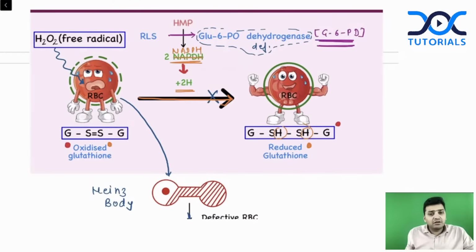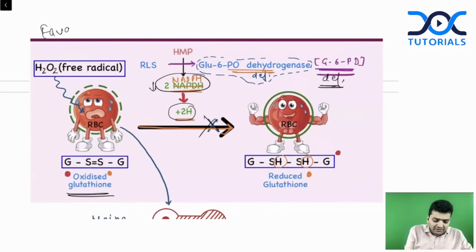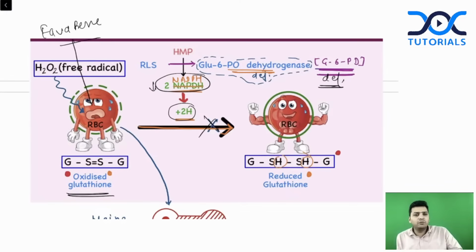And NADPH comes from which pathway? The HMP shunt. What is the rate-limiting enzyme? Glucose 6-phosphate dehydrogenase. By chance, if there is deficiency of glucose 6-phosphate dehydrogenase, that you discuss in pathology as G6PD, the NADPH will not be produced. If there is no NADPH, no hydrogen, this reaction will not happen. The oxidized glutathione cannot convert into the reduced one, meaning the shield on the RBC will not work. So when you eat fava beans, that generates free radicals, and that can damage the RBC and lead to hemolysis.